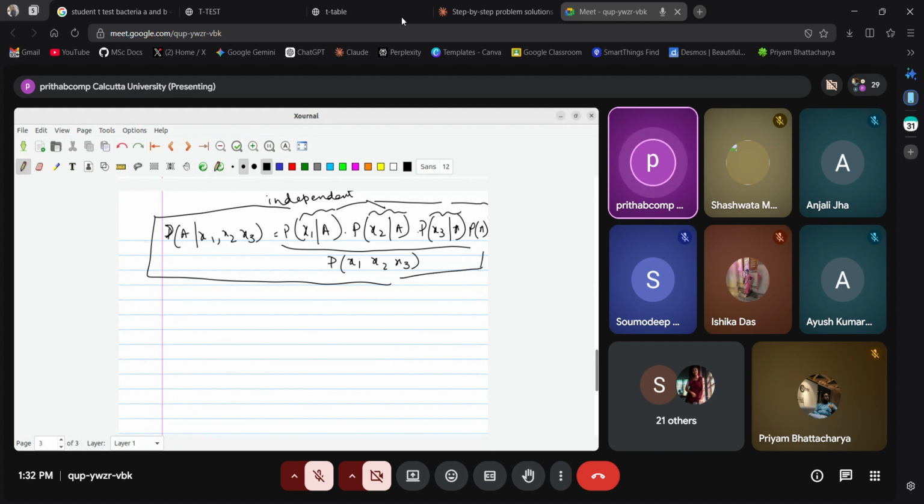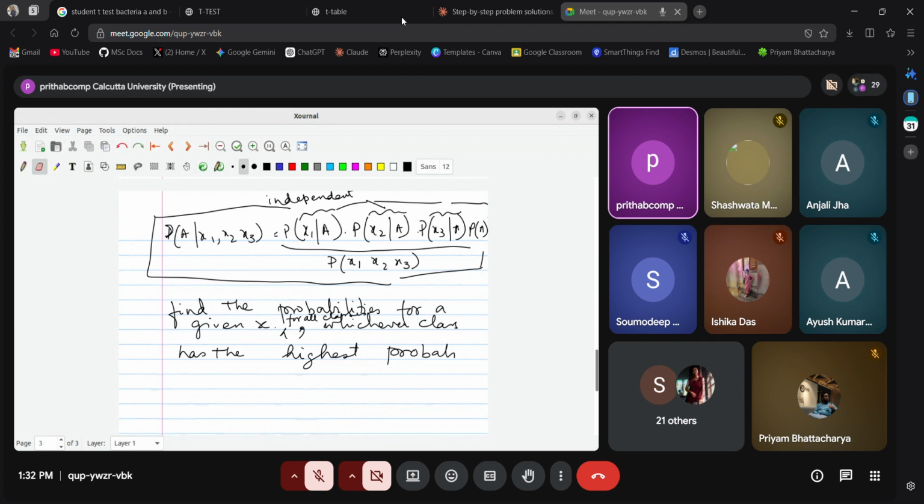Once you have this formula, this is what is called the naive Bayes formula. Then you find the probabilities for a given x for all classes, and whichever class has the highest probability gives you the predicted class.